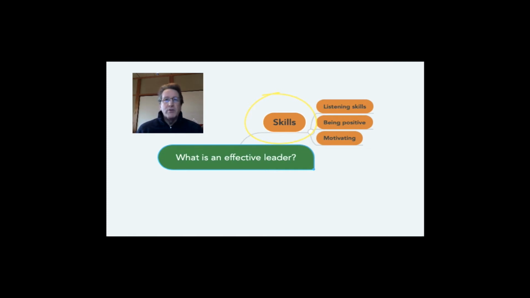And here we have three different skills. Listening skills, being positive and motivating. You could have got these by talking with your classmates or your friends, or you could have just thought of them yourself and you jot them down onto the mind map.